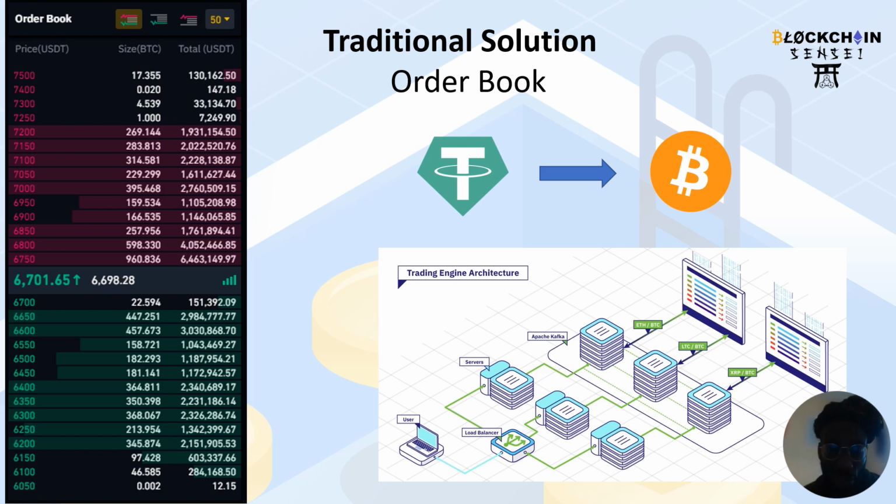It consists of servers, and many of them use Apache Kafka, which essentially is just an example of a client server system used for data processing. We can see each pair has its own client server system used for data flow there at the end. But I won't go too much into trading engine architecture there. So that's just a brief understanding of the traditional order book for you.